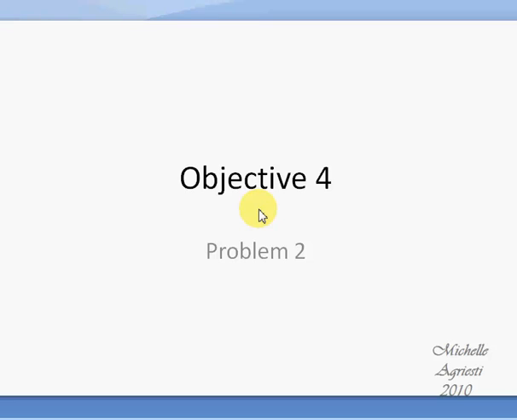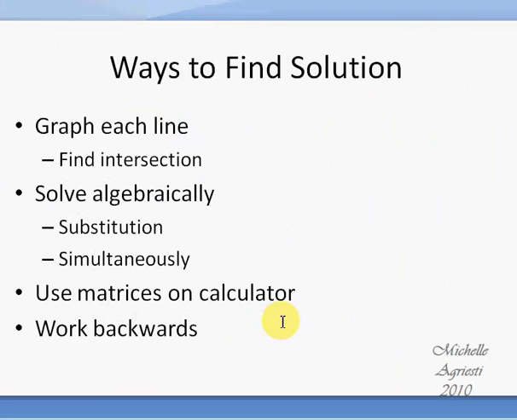This is the second problem from Objective 4, Part C. What we're going to do in Part C is use the matrices on the calculator to find the solution of a system of linear equations. If you haven't seen this before, I think you'll find it very exciting. At least I do. Okay, so let's look at the problem again.